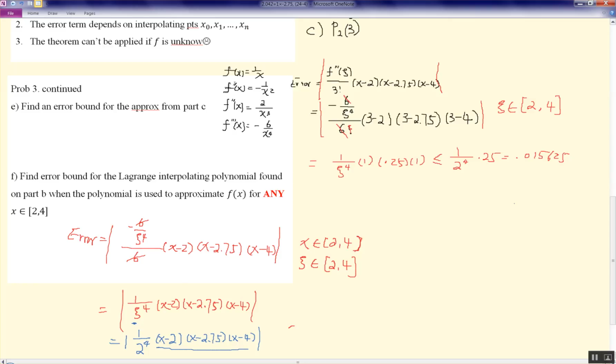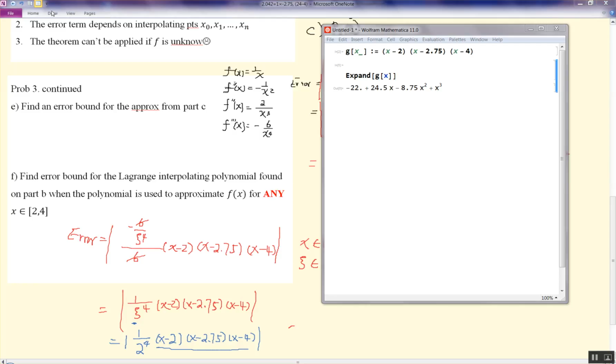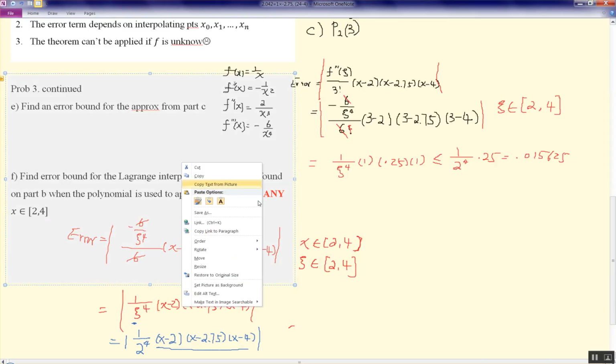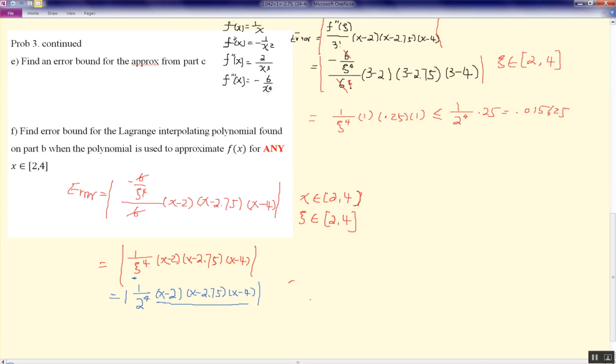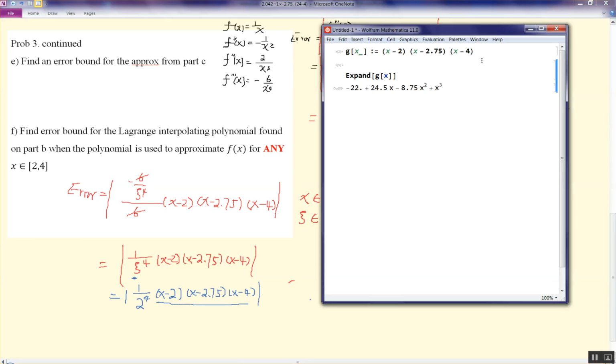I'm going to continue from here. Like I said, what we need to do is find the maximum value of this last quantity, and then find an x value so that this is maximized. I cheated a little bit here. I typed the function into Mathematica and called it g. I want to look for the x value that maximizes this, where x is from 2 to 4.